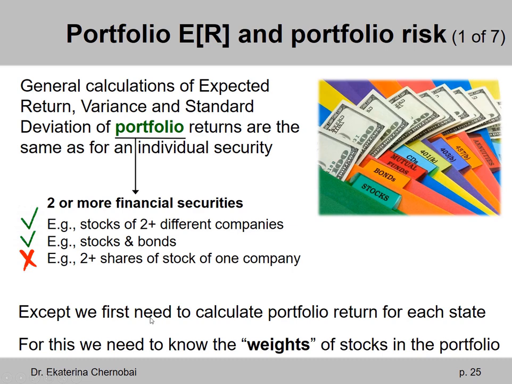One more new layer of numerical information, which would need to be given or calculated based on something that's given in order to do the calculations of expected return, variance, and standard deviation, is what we refer to as weights. So we need to know the weights of stocks, or stocks and bonds, in our portfolio.